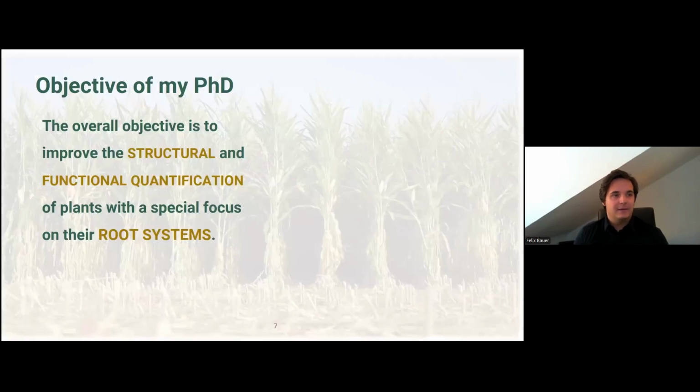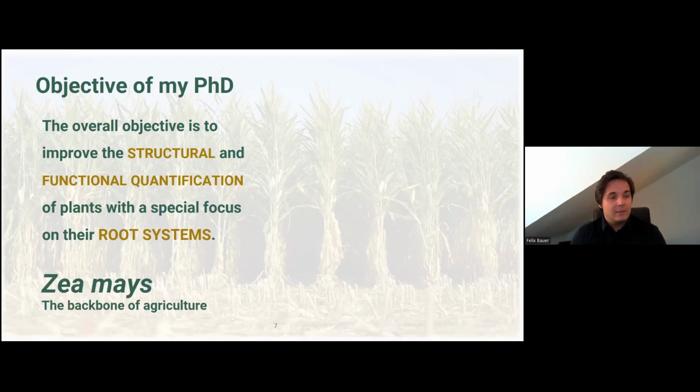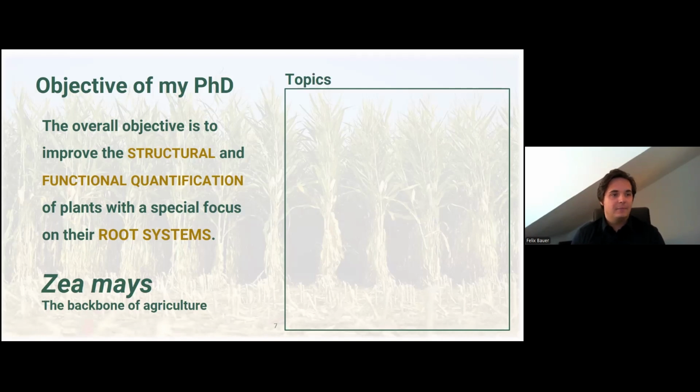So the idea behind my PhD was to improve the structural and functional quantification of plants with a special focus on their root systems. And this was essentially done with a very important plant for human nutrition, a very important plant for agriculture itself, and a lot of different other aspects which we have in plant production, for example, fiber, fuel, and all this stuff, livestock, nutrition, all this. So this is maize, which I consider the backbone of agriculture somehow, since it's the most harvested plant at the moment. And I centered my PhD thesis around 4 topics.